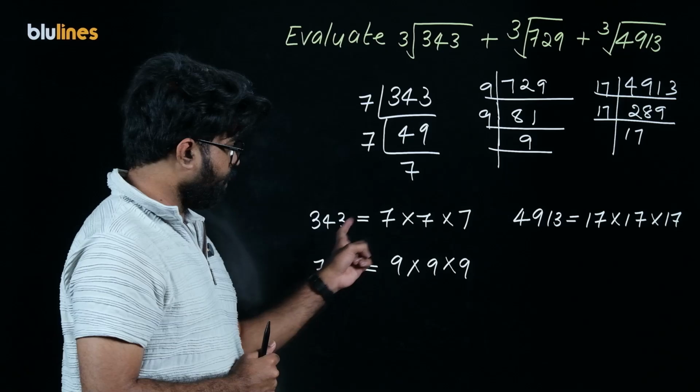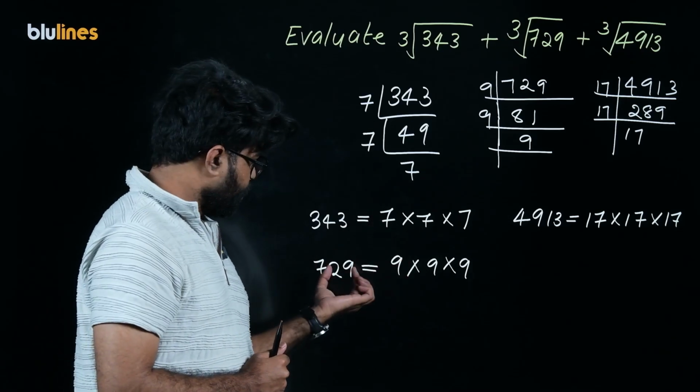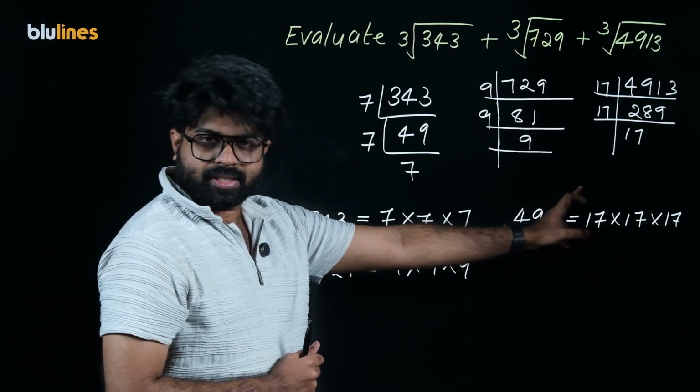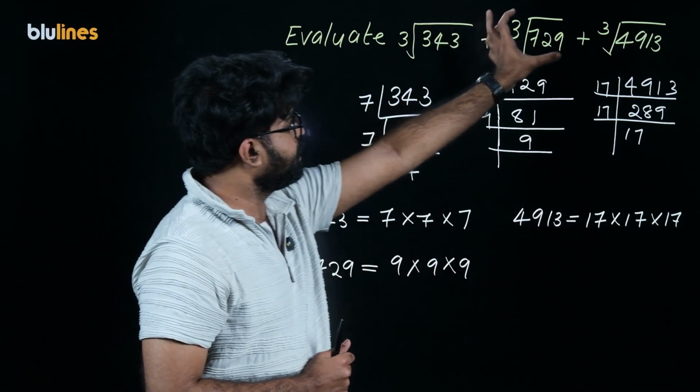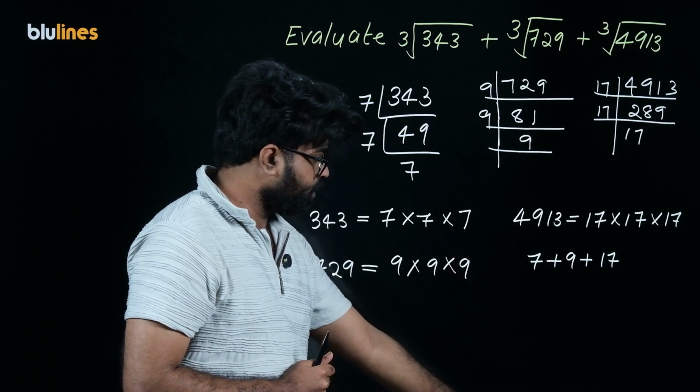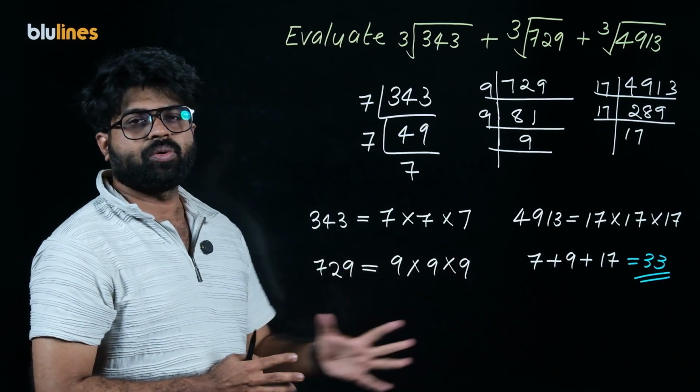So the cube root of 343 must be equal to 7. Cube root of 729 is equal to 9. And cube root of 4913 is equal to 17. So the sum of these three cube roots will be equal to 7 plus 9 plus 17, which is equal to 33.